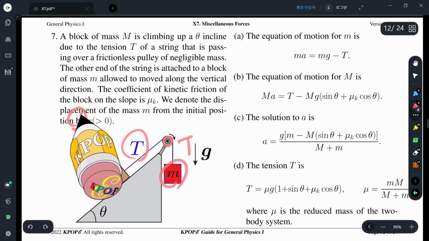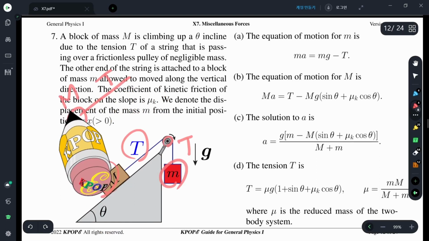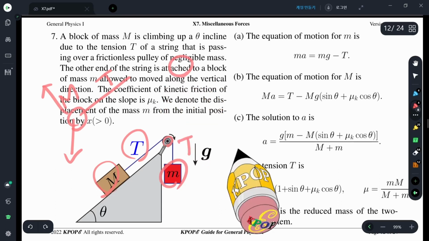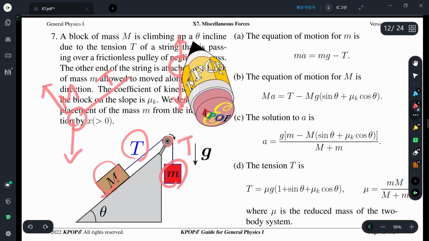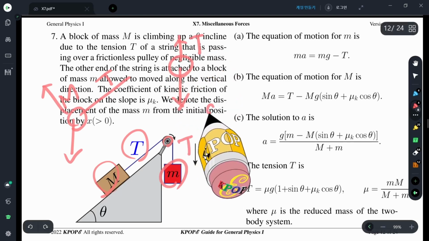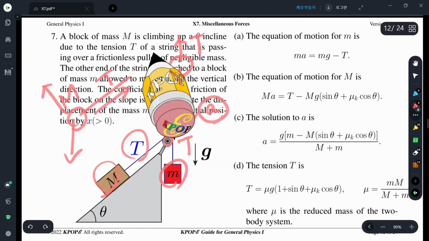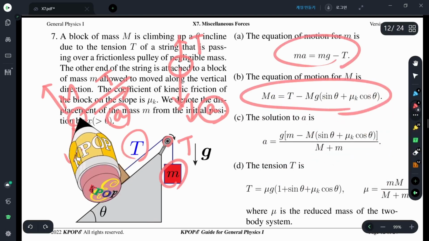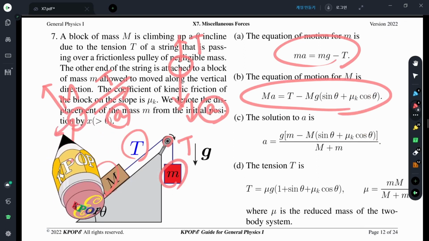We have a free body diagram for the capital M: the tension, normal force, and gravitational force, and another free body diagram for this small m: weight and tension. And this guy is moving with the acceleration a downward. This guy is moving up the slope with the acceleration a. Then I have two equations of motion. An additional force I have missed is the frictional force downward.